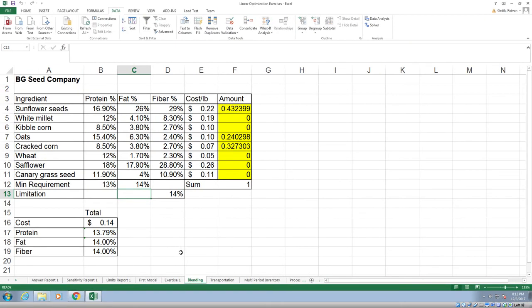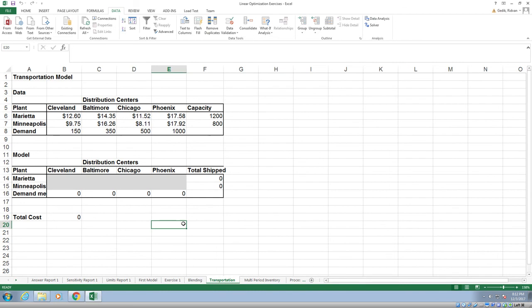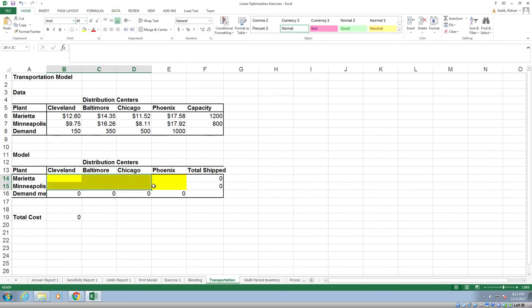Okay, what's the optimal solution? We don't know, but we can use Excel Solver to answer that question. Here I reserved these cells this time for my decisions. These yellow cells are going to give me how much I'm going to ship from Marietta to each of these distribution centers and from Minneapolis to each of these distribution centers. In order to keep track of total shipped, I just sum these cells up here for Marietta and for Minneapolis, and to keep track of what is shipped to each distribution center, I just sum these columns up, so that I can make them equal to their demands and also their capacities.